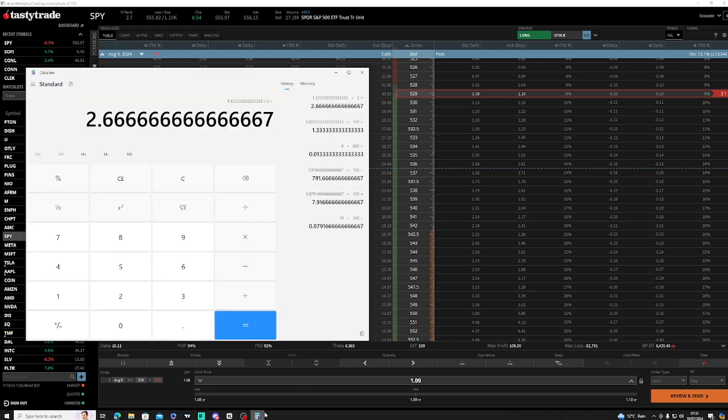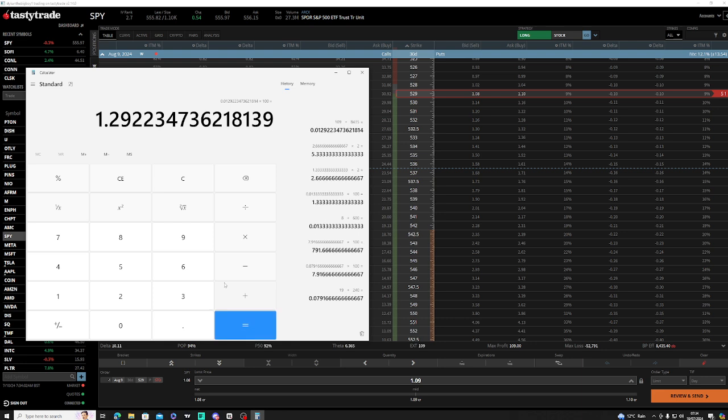So let's work out the percent return on that. So it pays us 109 divided by 8,435. That is still not a terrible return, guys. To be honest with you, that is still really not a terrible return, 1.29% in a month.